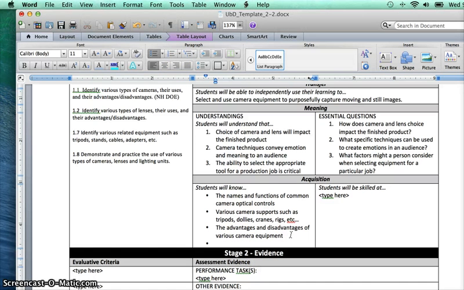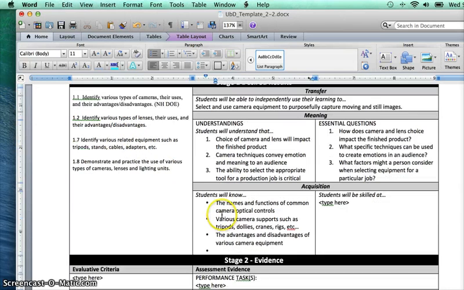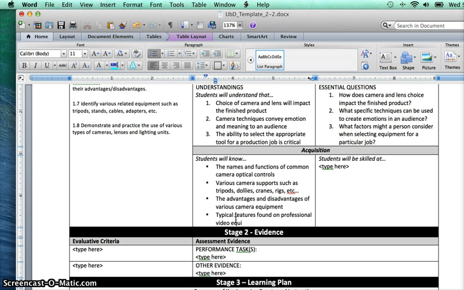And here I'm going to put something which is not specifically mentioned in the competencies, but I think can be inferred from them. Students will know typical features found on professional video equipment. And these are certainly some "will know" standards that I would probably work on a little bit as I move forward.